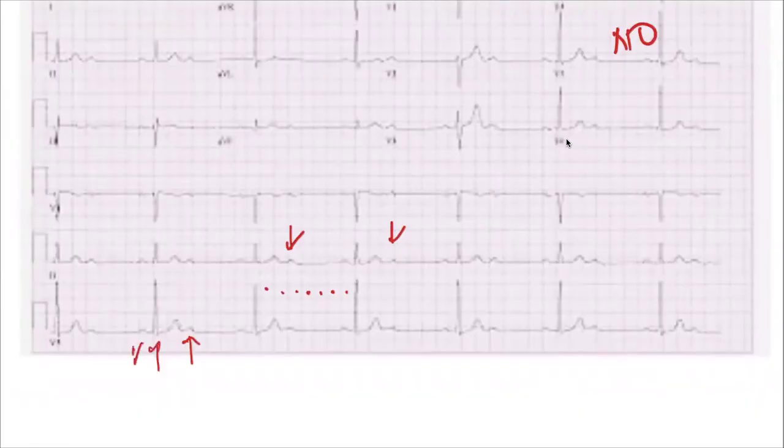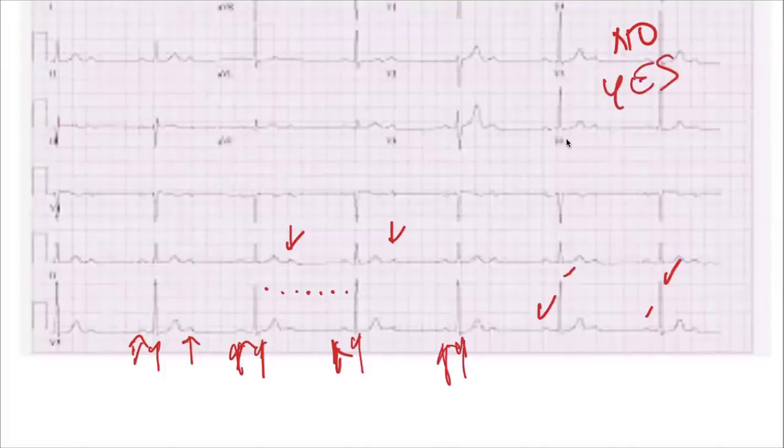Yes, this one has it, this one has it, even this one, even this one, even this one. So the next answer is yes. If one question is yes and the other is no, we know it is a second degree heart block. It is of 2 types, type 1 and type 2.